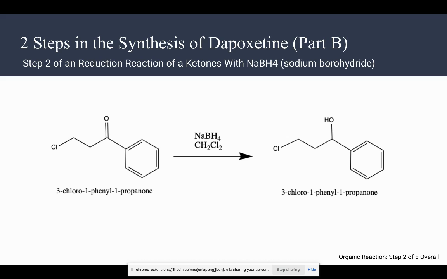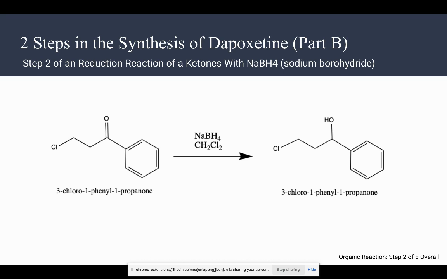After 3-chloro-1-phenylpropanone is formed, step 2 of this reaction is a reduction reaction of a ketone with sodium borohydride. Sodium borohydride is really useful as it will reduce aldehydes and ketones. So what we're doing is we are breaking a C-O bond and replacing it with a C-H bond. This is what helps us classify this reaction as a reduction reaction.